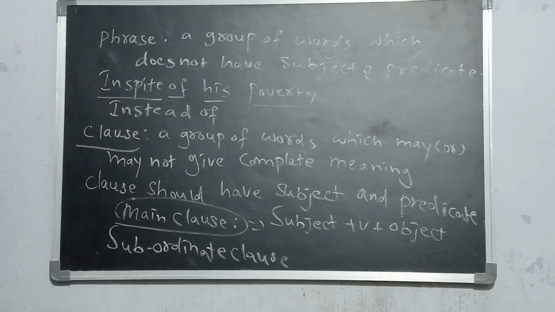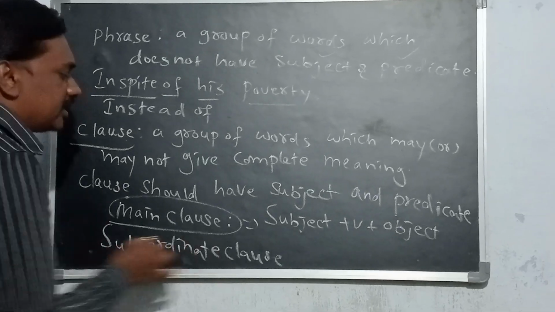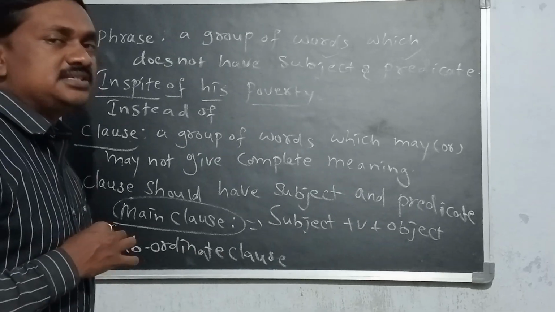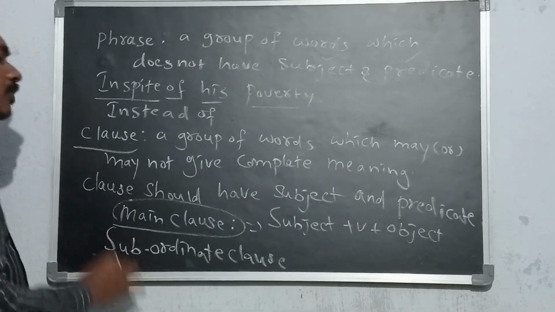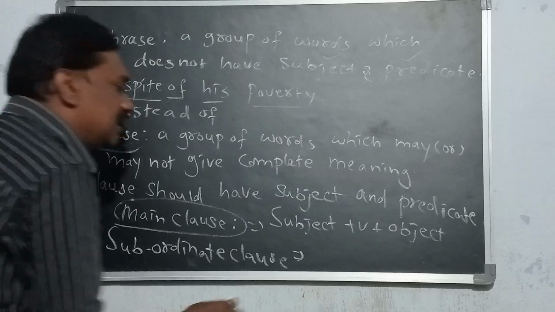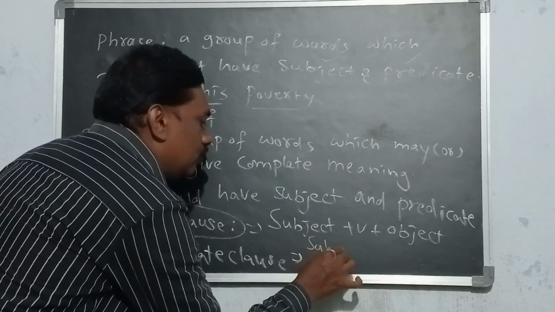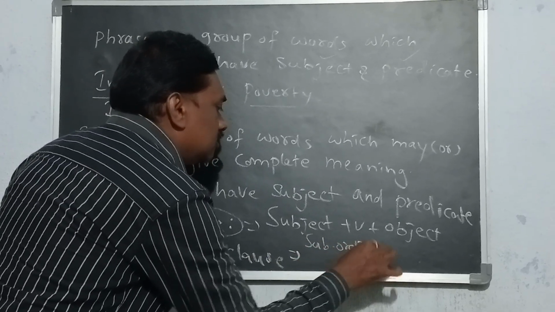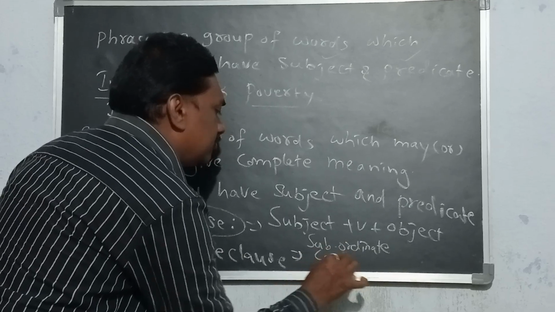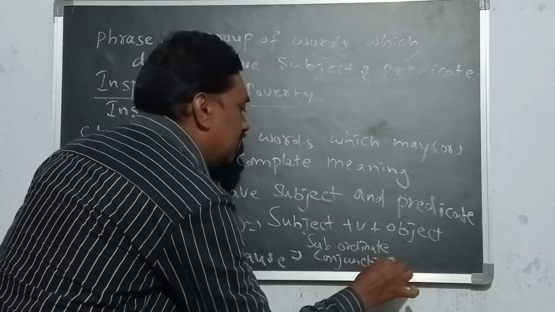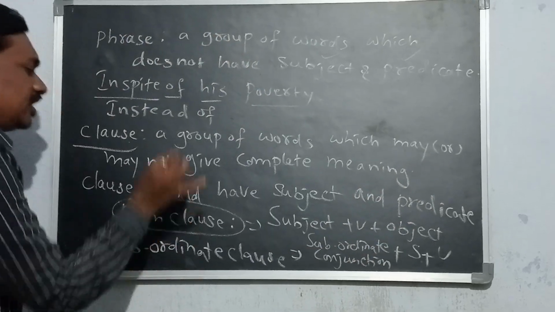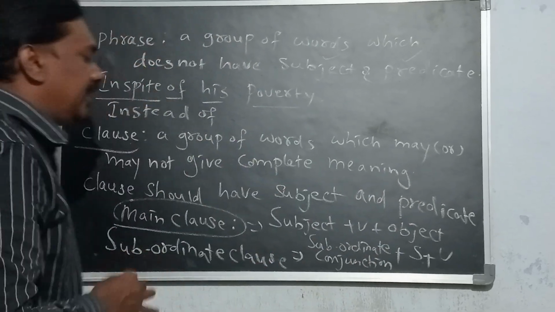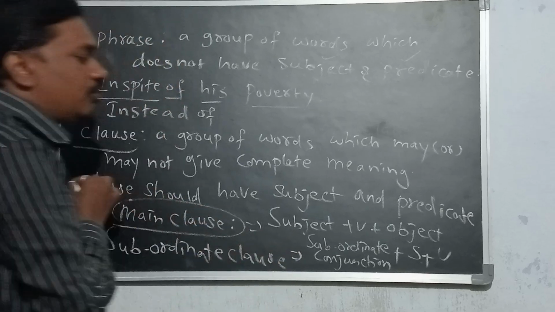Subject, verb and object. What is subordinate clause? Subordinate clause does not give complete meaning. The structure of the subordinate clause is subordinative conjunction, subject and verb. Okay, so subordinate clause does not give complete meaning.